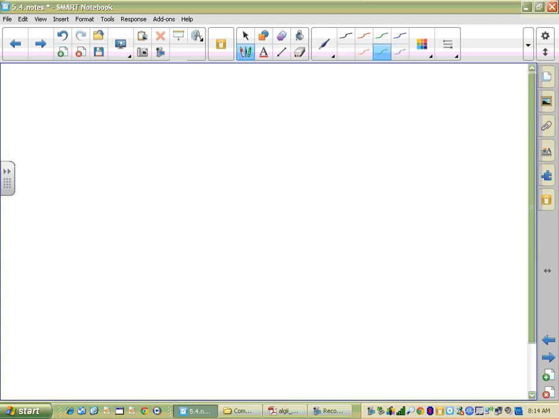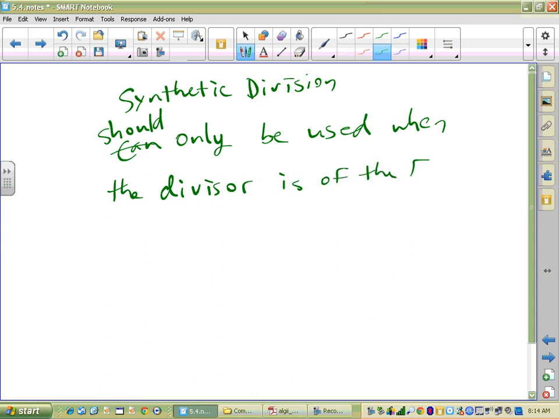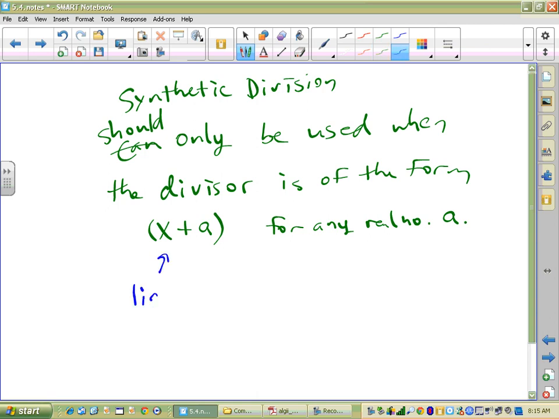Synthetic division should only be used when the divisor is of the form x plus a, for any real number a. So if we look at that divisor, something about it, it's linear.